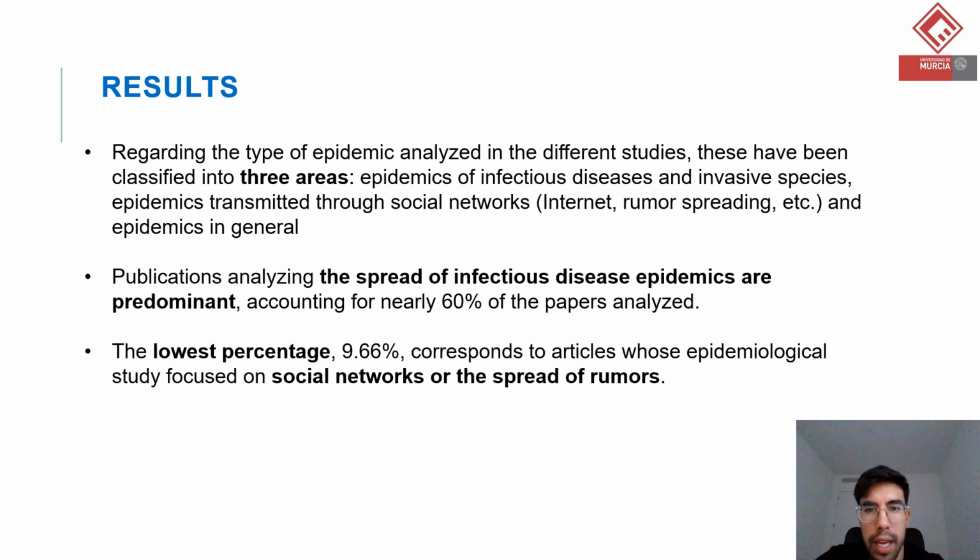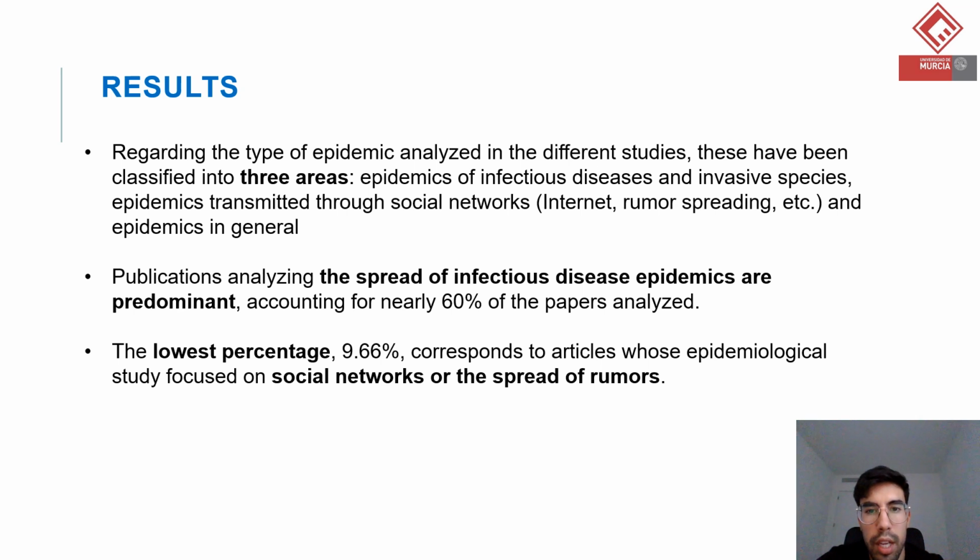Regarding the type of epidemic analyzed in different studies, these have been classified into three areas: epidemics of infectious diseases and invasive species, epidemics transmitted through social networks, internet, and rumor spreading, and epidemics in general. It should be noted that some of the models of rumor dissemination are different from those of epidemiology. Publications analyzing the spread of infectious disease epidemics are predominant, accounting for nearly 60% of the papers analyzed.